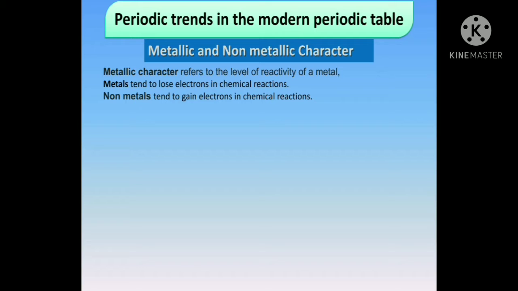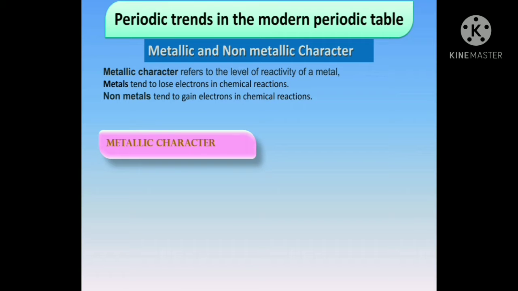Metals tend to lose electrons in the chemical reactions, or the elements which tend to lose electrons in the chemical reactions are generally metals, whereas non-metals tend to gain electrons in the chemical reaction. Along with that, we know about metalloids also.